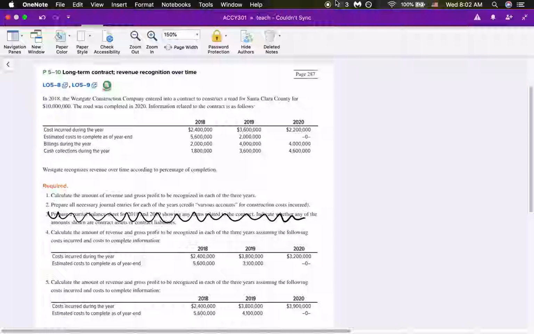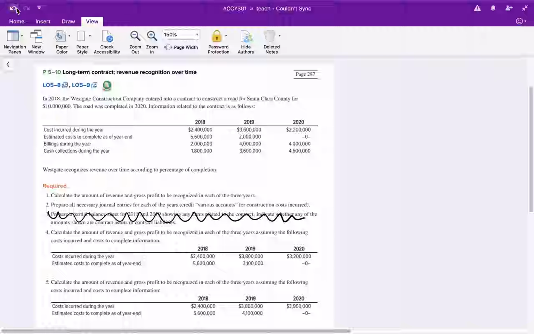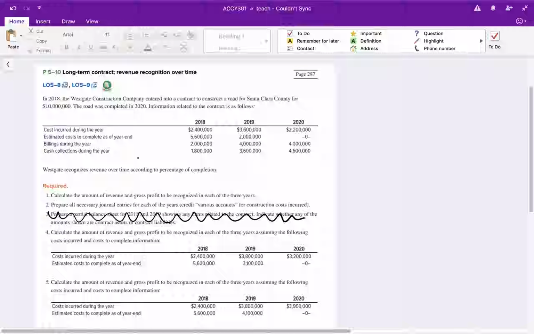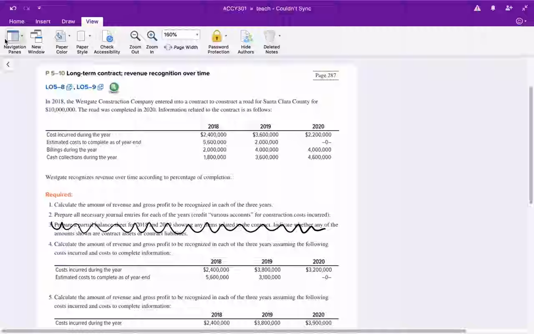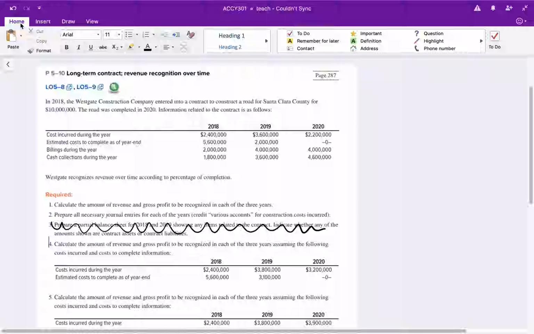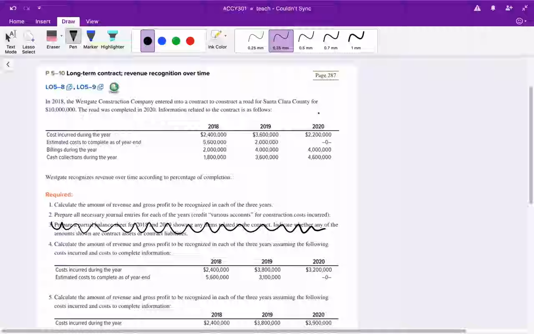Alright, so today we're going to learn how to correctly recognize revenue earned for a long-term contract. And so today's question states, in 2018, Westgate Construction Company entered into a contract to construct a road for Santa Clara County for $10 million.